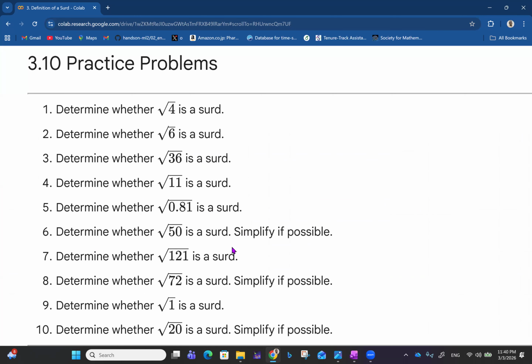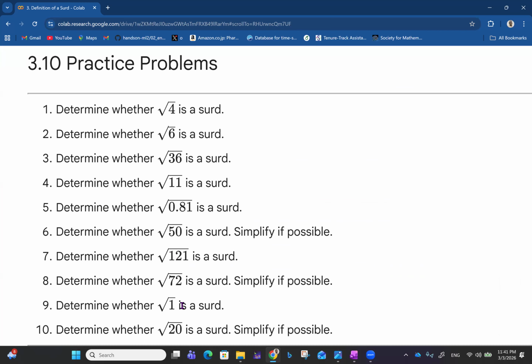Determine whether root 50 is a surd. Root 50 is a surd because root 50 is root 25 times 2. The square root of 25 is 5, but you still have the root 2 there, which cannot be simplified further. Root 121 is not a surd because root 121 is 11. Root 72 is a surd because that's 36 times 2, so that's 6 root 2. So it's a surd.